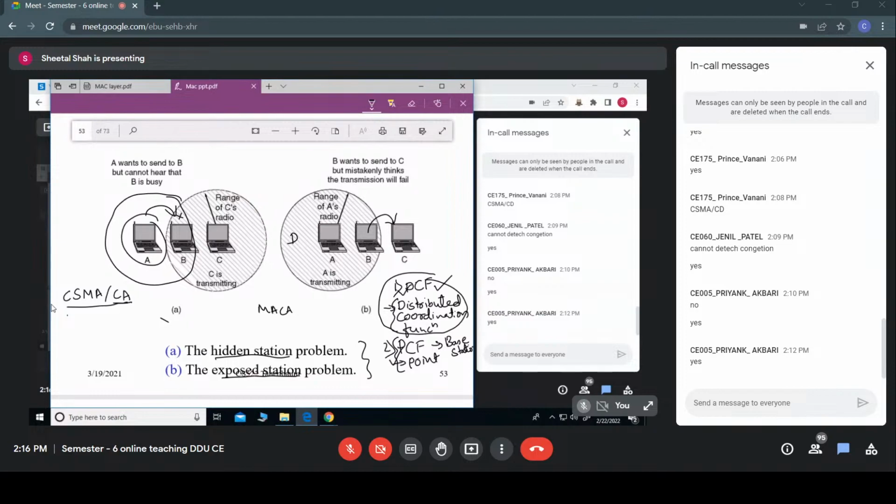The other mode is that it can use MACAW, that means multiple access with collision avoidance for wireless networks. In that, it uses RTS and CTS. We have studied about this. To overcome the hidden station and exposed station problems up to some extent, they can send RTS as well as CTS. What is this RTS and CTS?